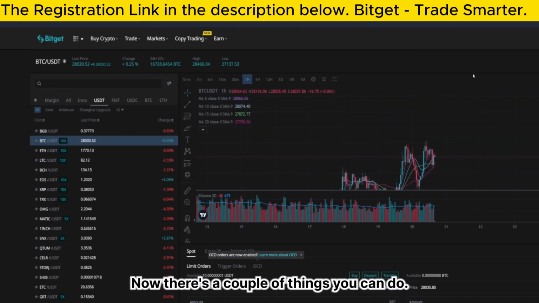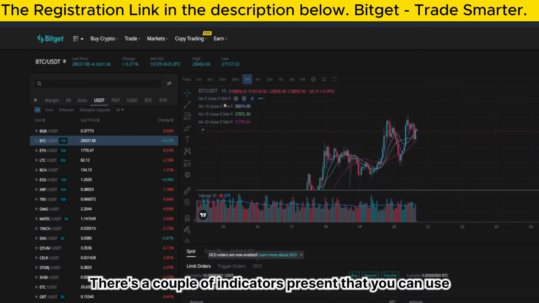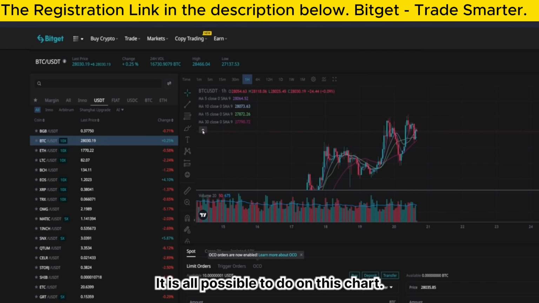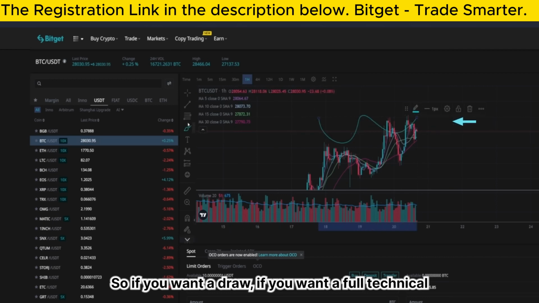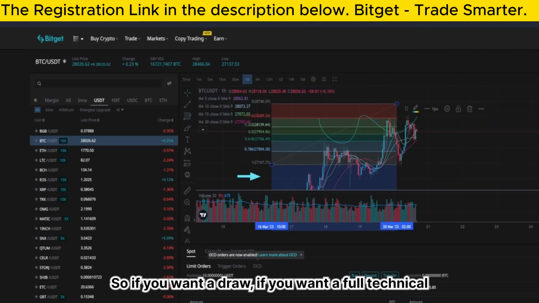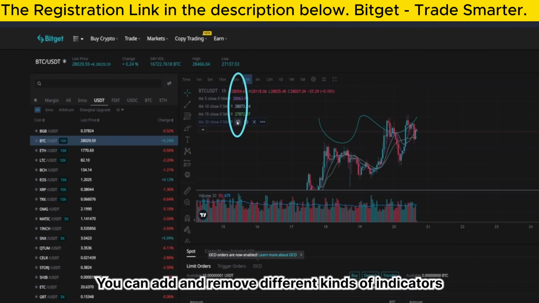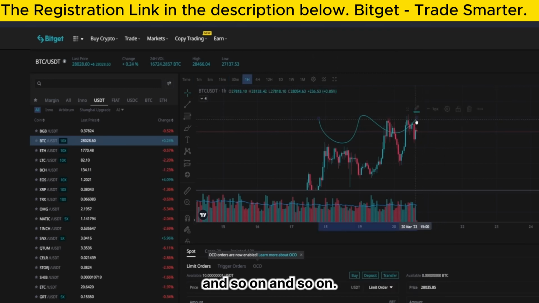There's a couple of things you can do. There's a couple of indicators present that you can use depending on the strategy you're interested in. It is all possible to do on this chart. It is a fully featured TradingView chart, so if you want to draw, or pull technical analysis on it, it is all possible. You can add and remove different kinds of indicators and so on.